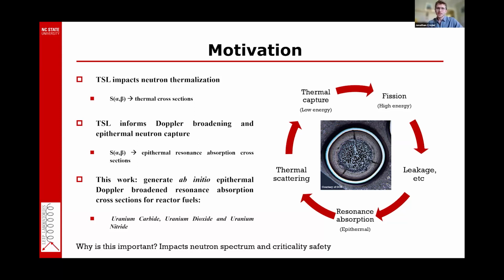In here, we're going to be generating first principles epithermal Doppler broadened resonance absorption cross sections, which can be imported into a reactor physics calculation, and it's streamlined to go. This is going to be for uranium, uranium carbide, uranium dioxide, and uranium nitride.